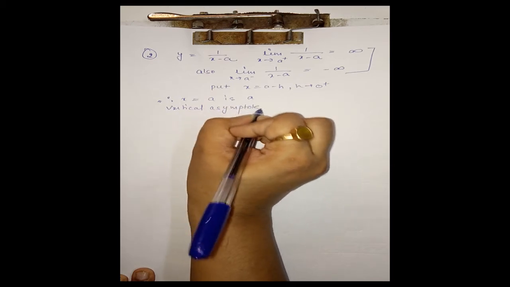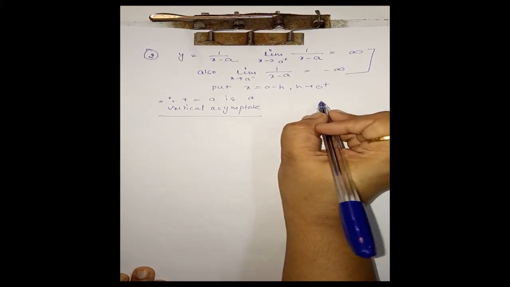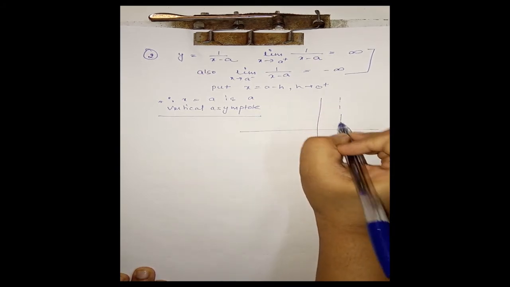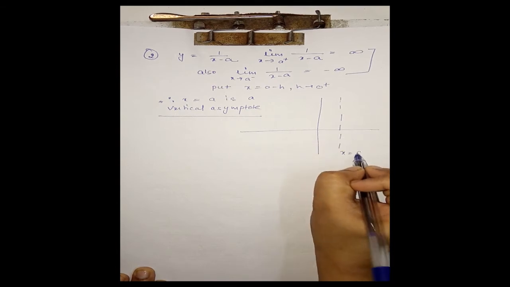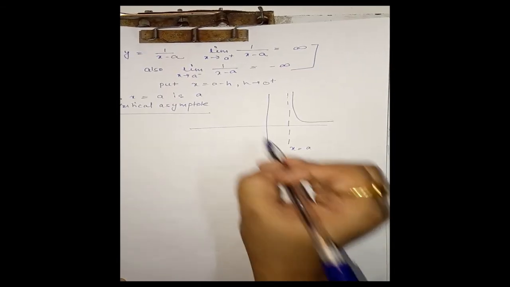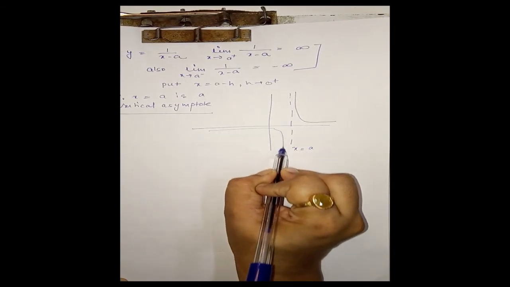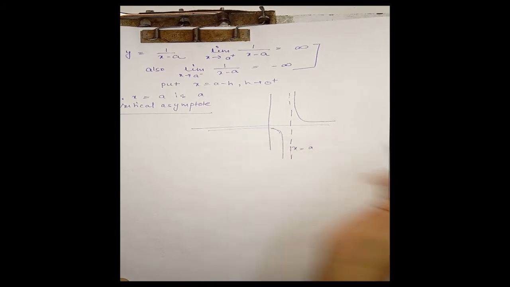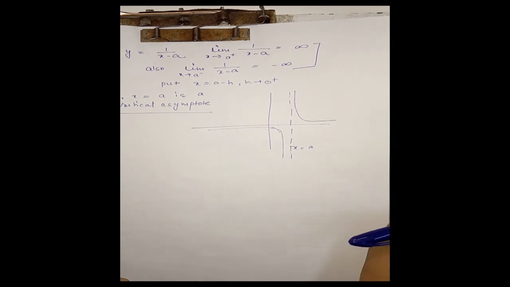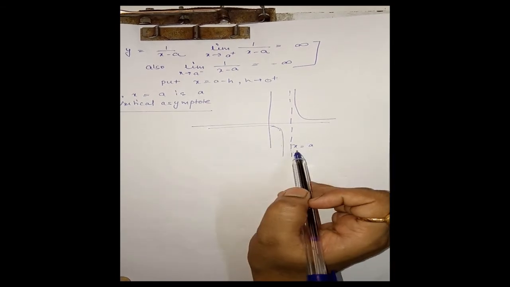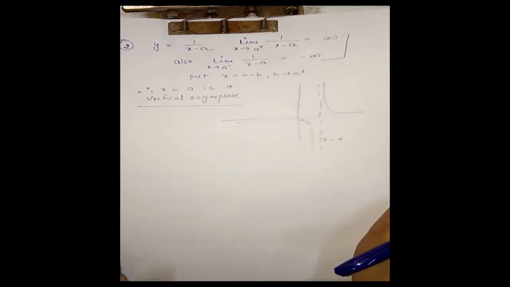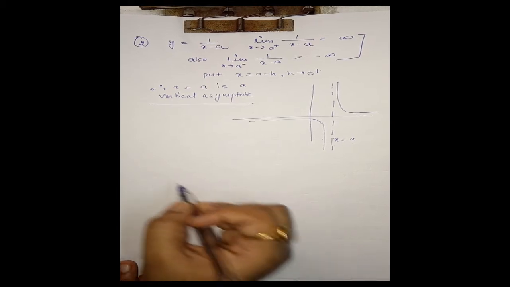Okay, vertical. Now when we plot the graph of this curve, this curve is of this form, and clearly by definition of asymptote, this line is an asymptote to this curve. Since it is parallel to the y-axis, by definition this is called the vertical asymptote. Okay, now consider the next question.